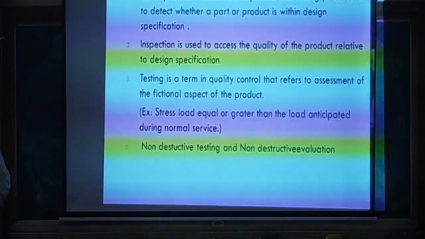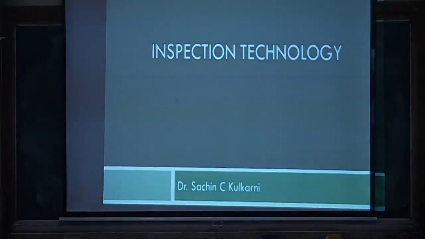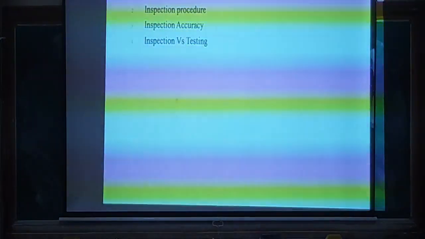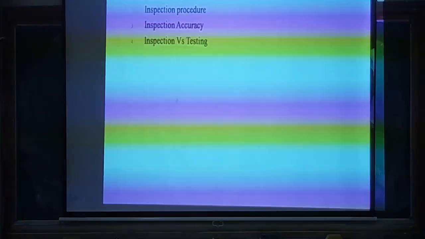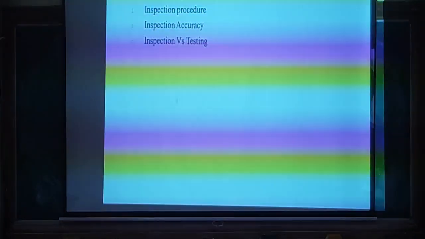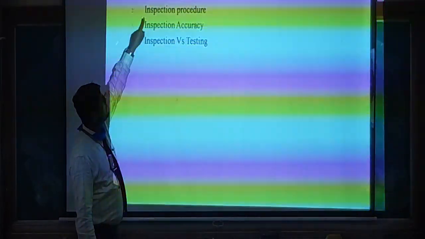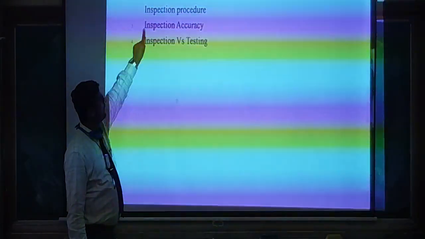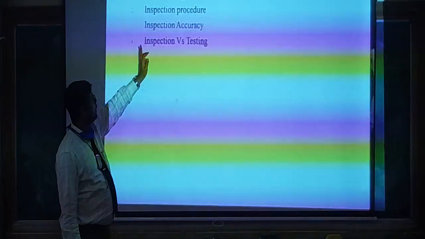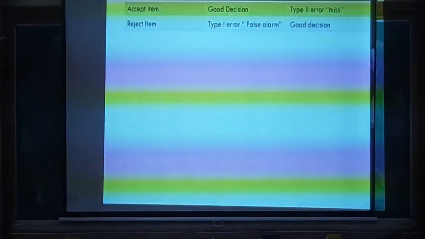So now, this is the third and last part in the fundamentals of inspection: inspection versus testing. Till now we have seen the types of inspection, the inspection procedure, and inspection accuracy, and now inspection versus testing.